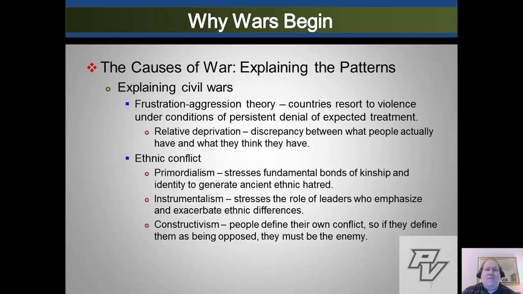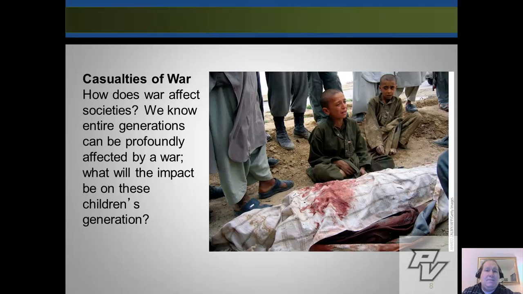That's obviously an example on a very, very small, insignificant scale when we're talking about college football versus actual civil war involving ethnic conflict. The idea is that people define their conflict. So if they define a group as being opposed, they must be the enemy. Hutus defining Tutsis as their enemy, therefore they must be the enemy. Where 20 years later now, if you look at Rwanda, you have these two groups living side by side in peace. Constructivism might be the key. The idea is people see conflict the way they see conflict.